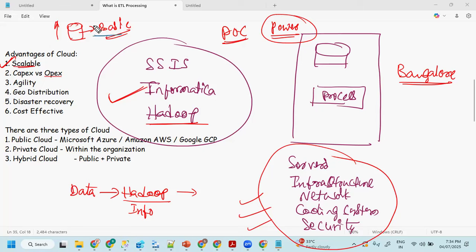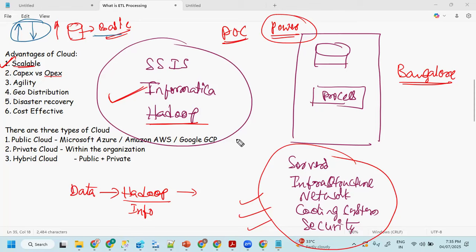Later 2 days, I can bring it down to reduce the cost. So whenever I wanted to increase the compute, I can increase, and whenever I wanted to decrease the compute, I can decrease it. So that flexibility is available in the cloud systems.